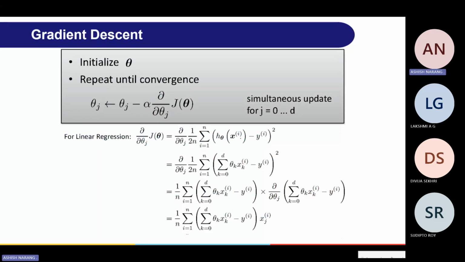Look at this: initialize theta, repeat until convergence. So these are the steps that we need to take. Now, what is J theta? We already know that. J theta is h theta xi minus yi.